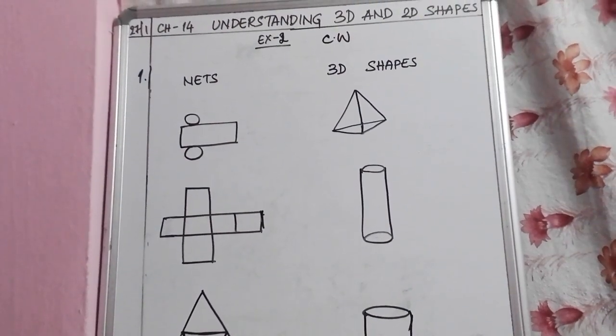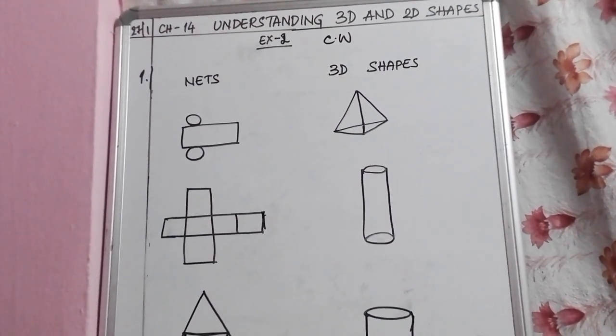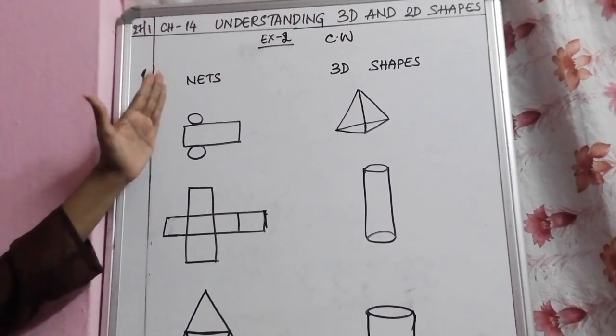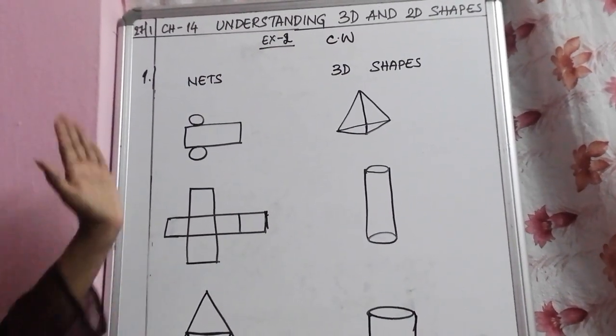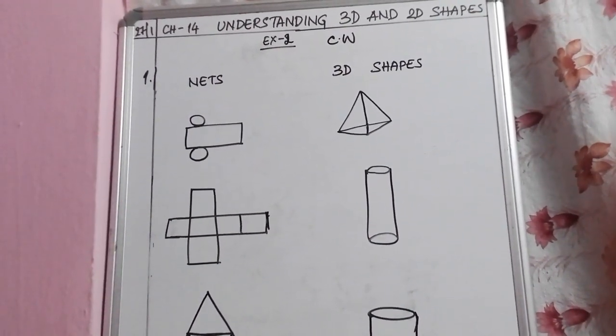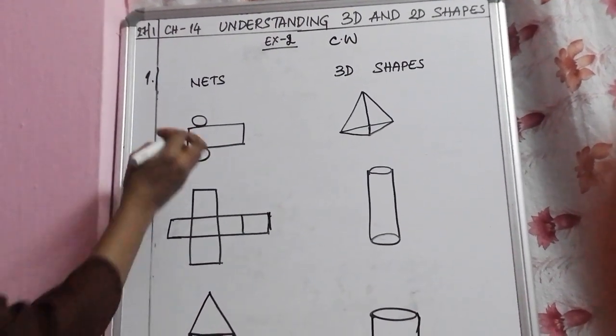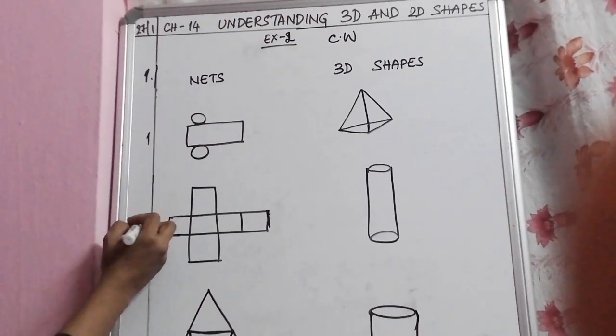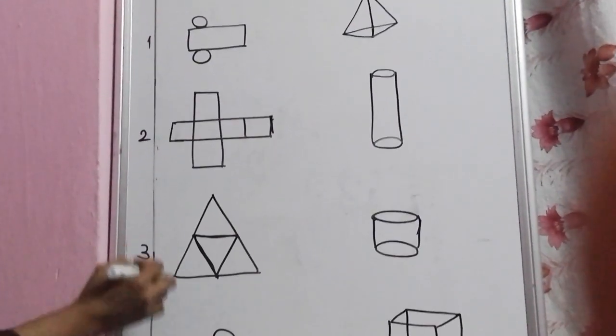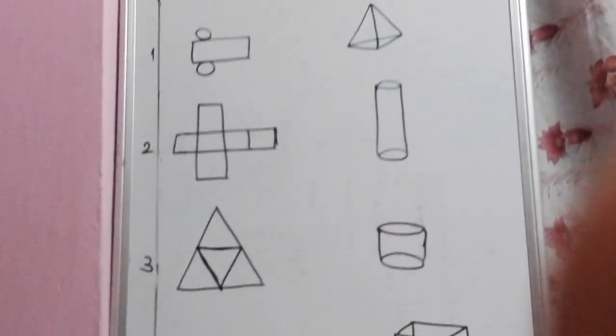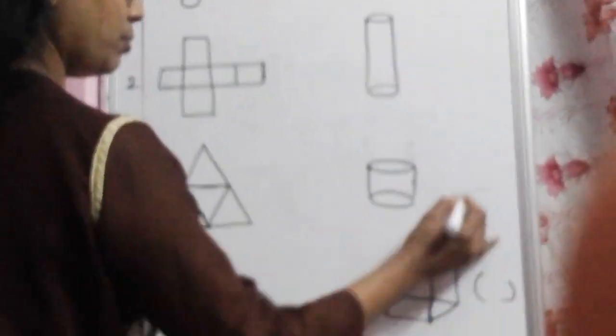Exercise 2, let us do the first problem. Here they have given to one side all the nets and then they have given to the other side 3D shapes. You need to match up. So for this, first let us number the nets. This is 1, 2, 3, 4. Now let's keep braces so that we can write the numbers there.